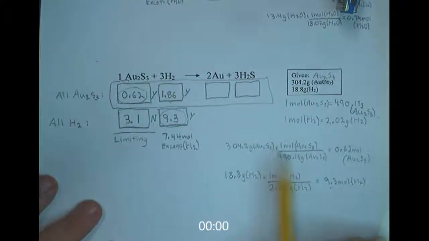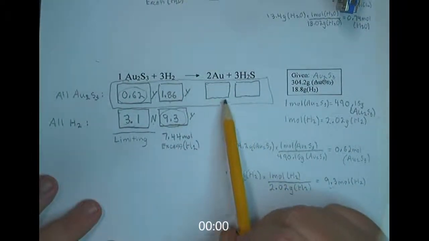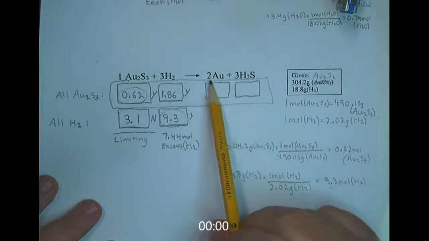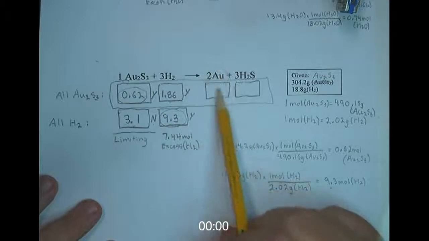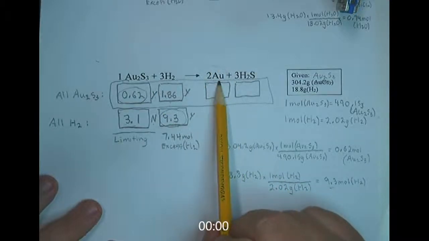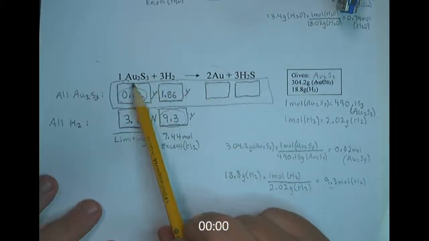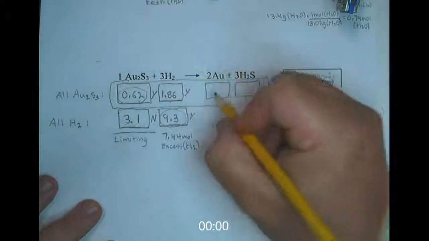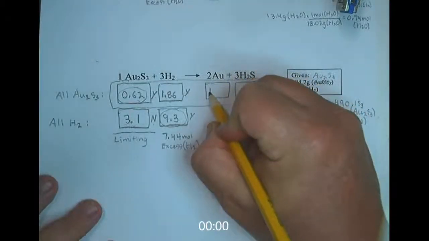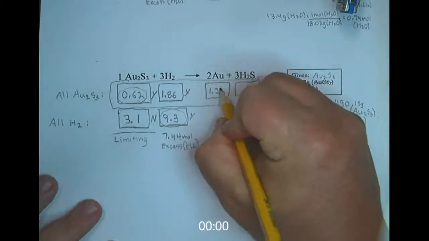Okay, and now we can come on over here and figure this one out. Well, we're going to get gold. What we're doing is producing pure gold out of this compound over here. We're going to get twice as many moles of pure gold as we have of this compound. So since we had 0.62 moles of Au2S3, we're going to have twice that many moles of gold, and that's going to be 1.24 moles of pure gold.